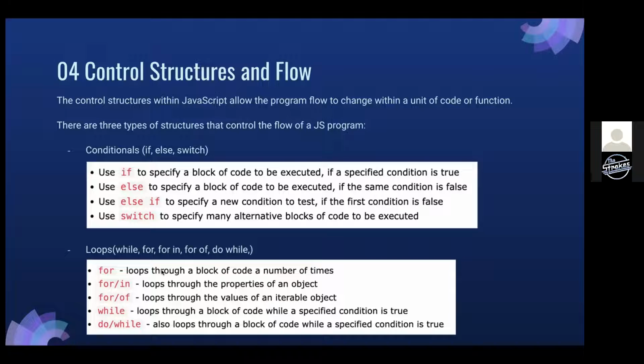For of loops through the values of an iterable object. While loops through a block of code while a specified condition is true. And a do while loop also loops through a block of code while a specified condition is true. So moving on.